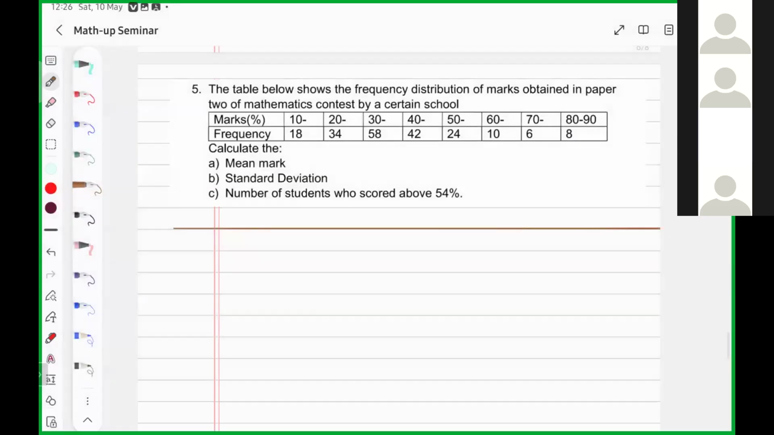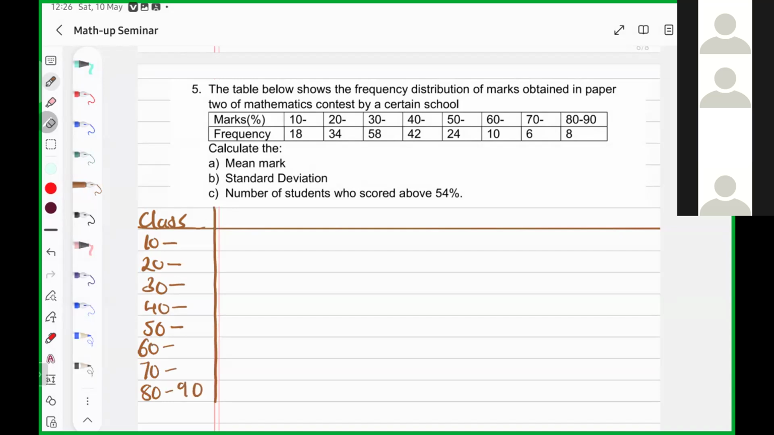So we shall have a column for the class, which was given. We have 10, 20, then 30, 40, 50, 60, 70, and then 80, 90. Then we have a column for frequency: 18, 34, 58, 42, 24, 10, 6, and 8.